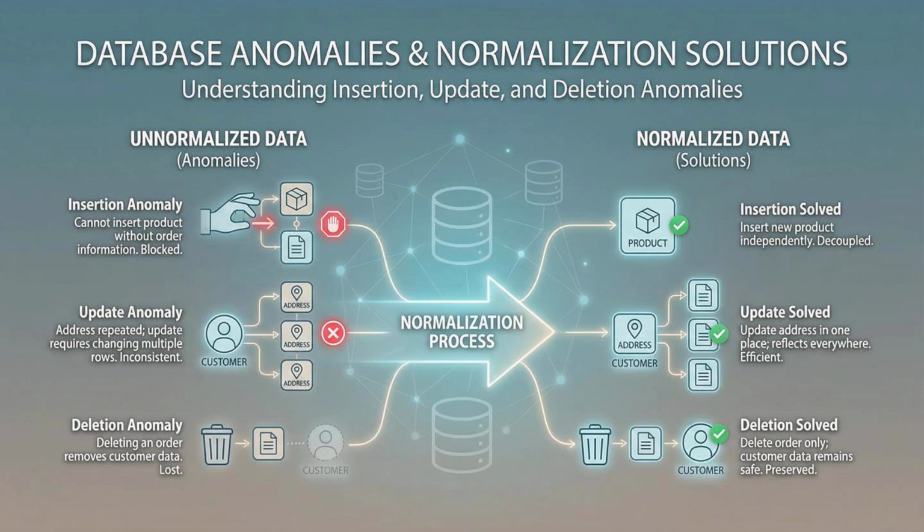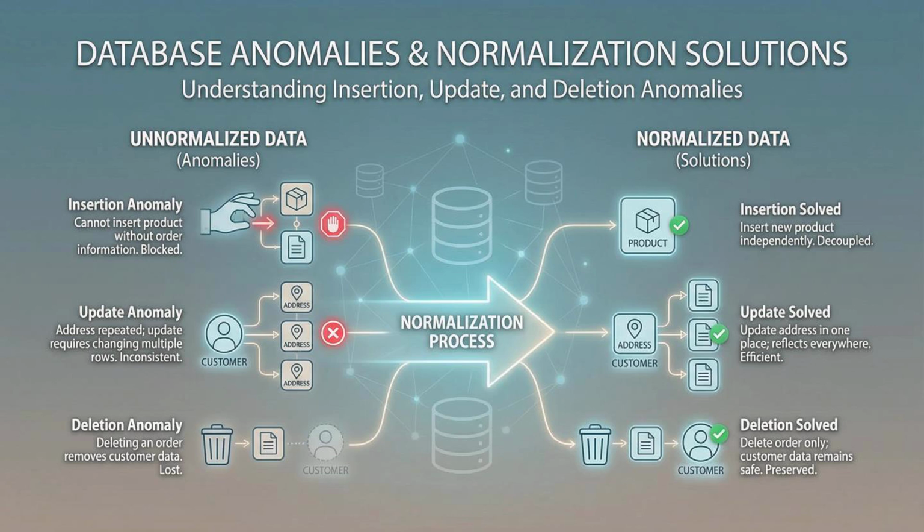Next, the update anomaly. If a customer's address is stored multiple times across different records or orders, updating it becomes a headache. You have to locate every instance and change it, risking inconsistencies if you miss one. This leads to inaccurate data and inefficient operations. Finally, the deletion anomaly. This is perhaps the most dangerous. If deleting a specific order record also unintentionally removes the only existing information about a customer who placed that order, you've lost valuable data. The customer record vanishes along with the transaction, which is completely unacceptable for business continuity.